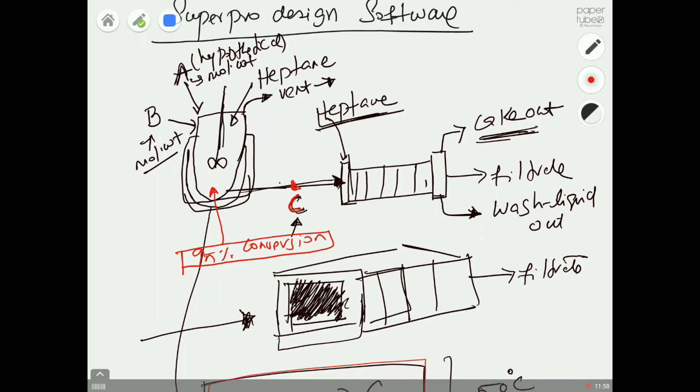And a few more conditions that we are going to define. So we cannot fill the reactor 100%, so we will fill the reactor only 90% of its volume.